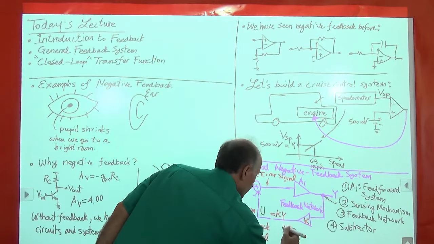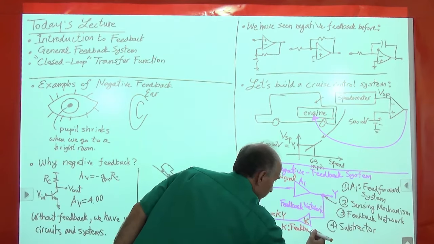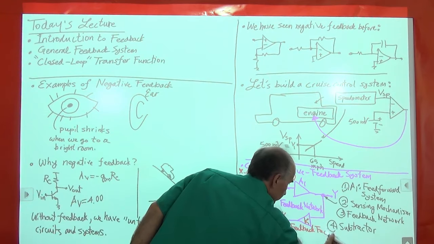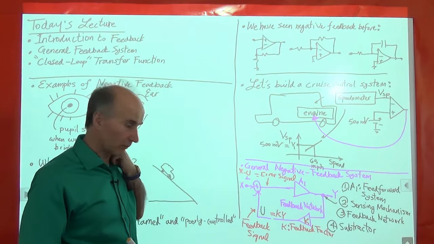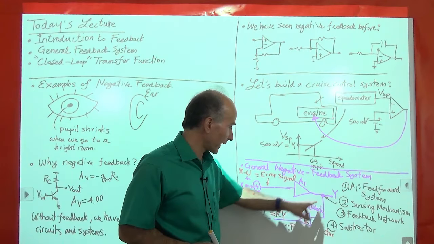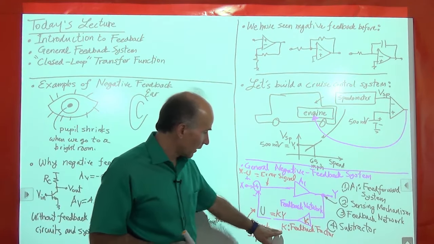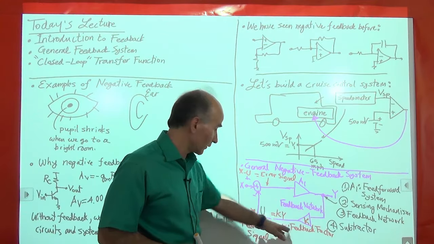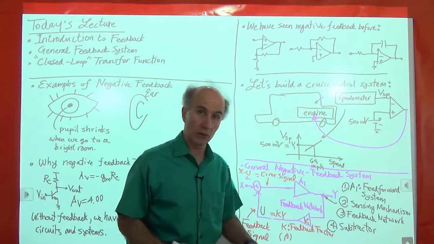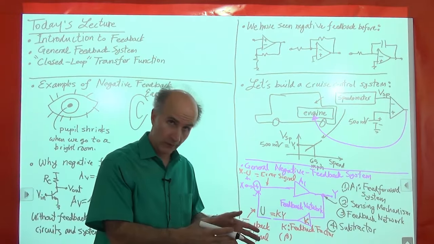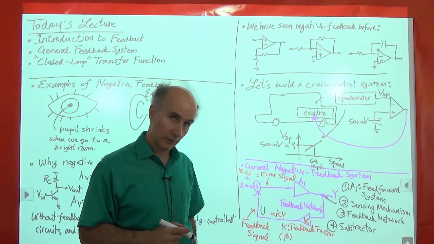And this K has a name. K is called the feedback factor. Feedback factor means by what factor do we multiply the output to generate the feedback signal. Now, some books denote the feedback factor by beta, but we don't, because beta is also used for the current gain of bipolar transistors. So then there will be confusion, right? So we just use uppercase K for the feedback factor.